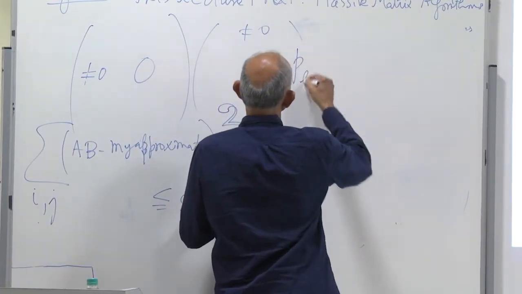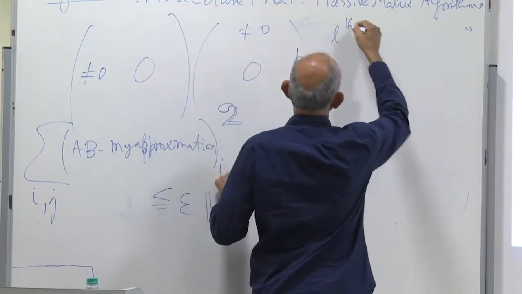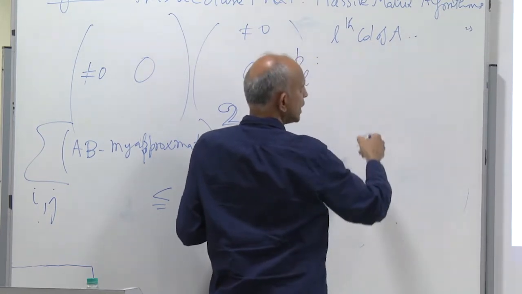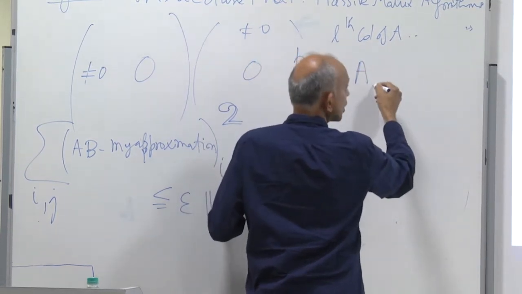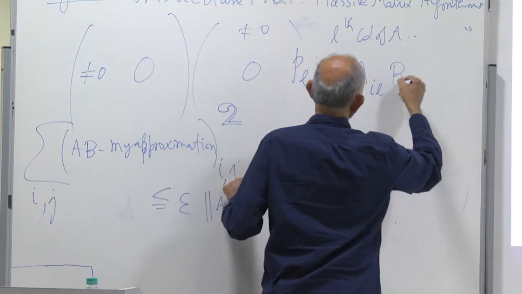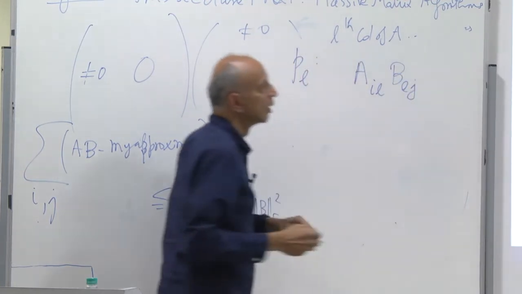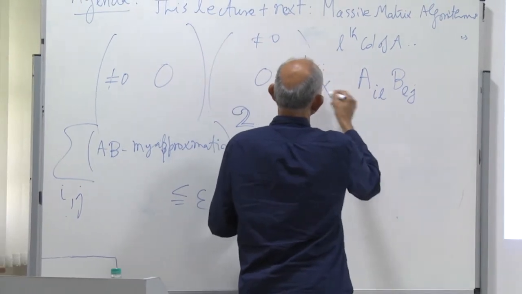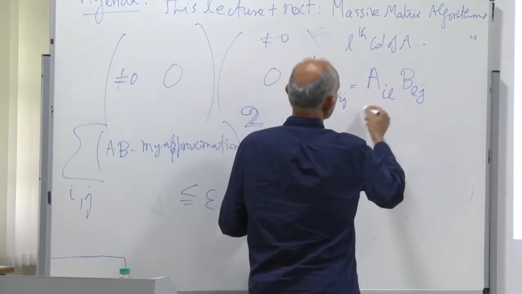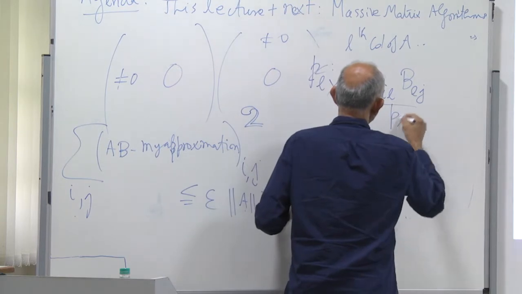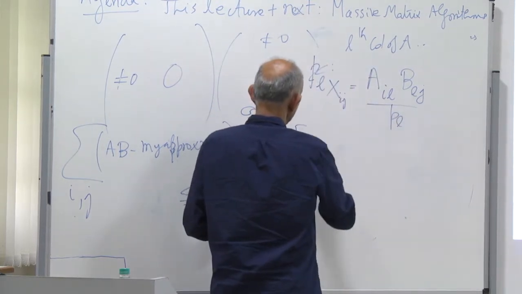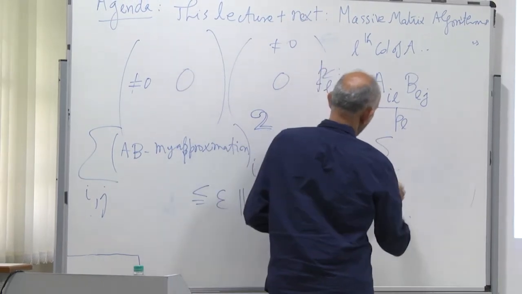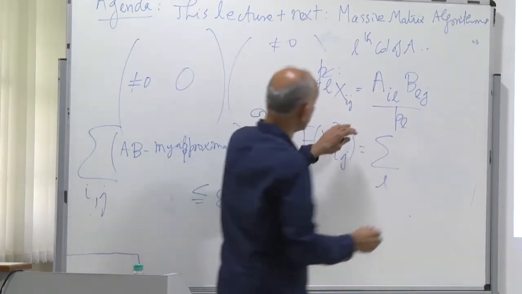So with probability PL, I pick the Lth column of A and the same row of B. So the ijth entry of the product is A_iL B_Lj. My random variable X, the ijth entry, I should have written this down perhaps, is this over PL. And so the expected value of X_ij squared is the sum over L, with probability PL.